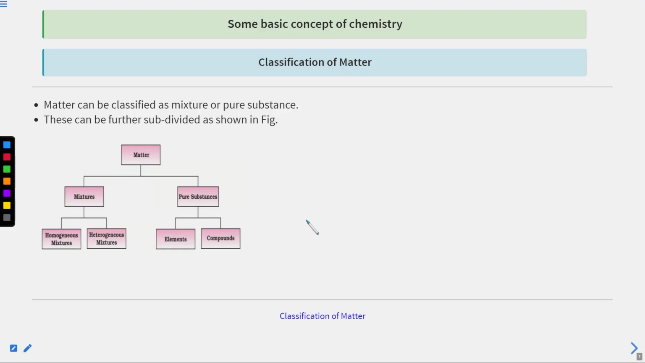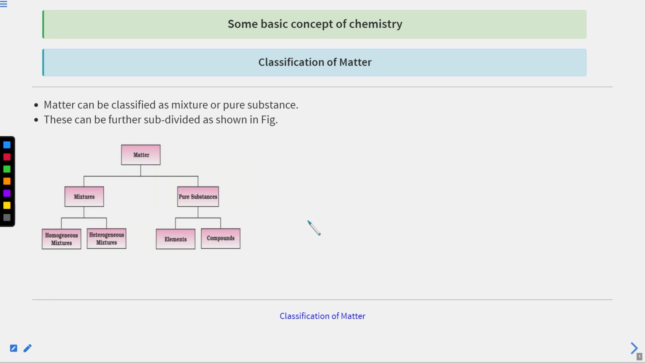So we have started the chapter Some Basic Concepts of Chemistry, in which we have seen the classification that matter can be divided into three types: solid, liquid and gas. So we have seen some properties of solids, that they have a definite shape and definite volume. The interatomic force is highest in case of solids. Then we have seen that the kinetic energy of the particles in a solid is lowest, and if you talk about the fluidity, it is least in solids.